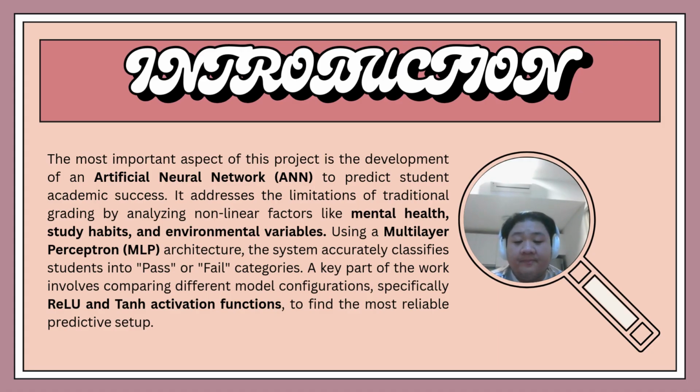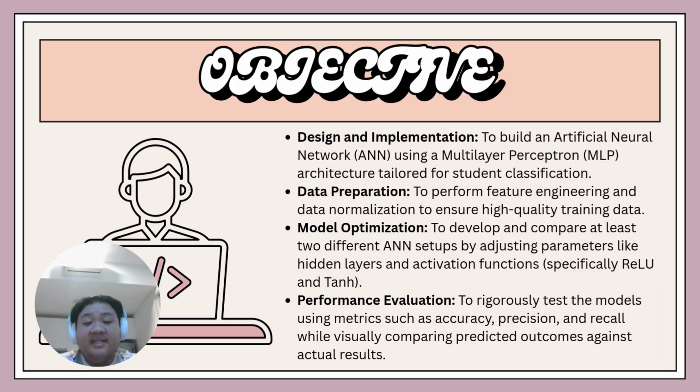most reliable predictive setup. For the objectives, we have four key points: design and implementation, data preparation, model optimization, and performance evaluation. For design and implementation, to build an artificial neural network using a multi-layer perceptron (MLP) architecture tailored for student classification. For data preparation, to perform feature engineering and data normalization to ensure high quality training data. For model optimization, to develop and compare at least two different ANN setups by adjusting parameters like hidden layers and activation functions, especially ReLU and tanh. For performance evaluation, to rigorously test the model using metrics such as accuracy, precision, and recall while visually comparing predicted outcomes against actual results.